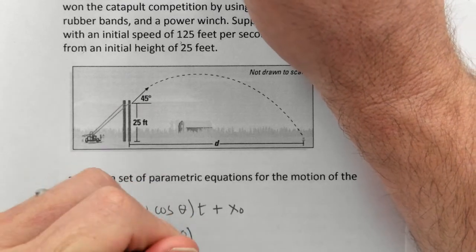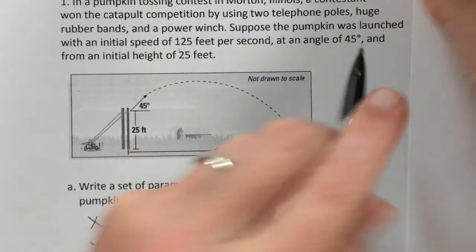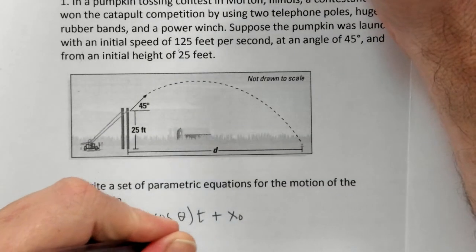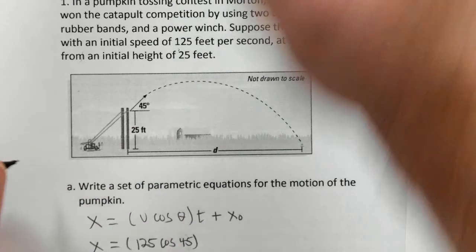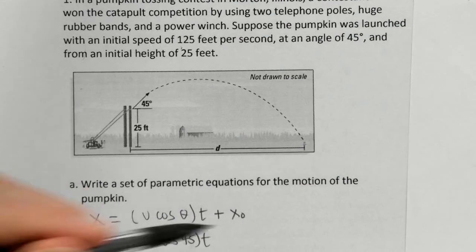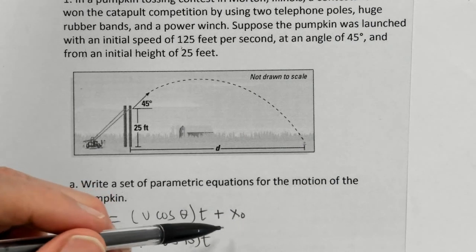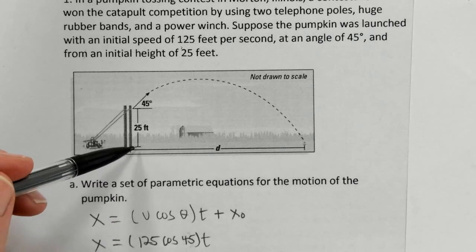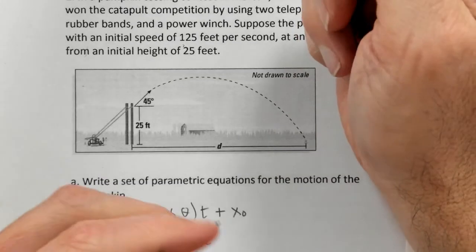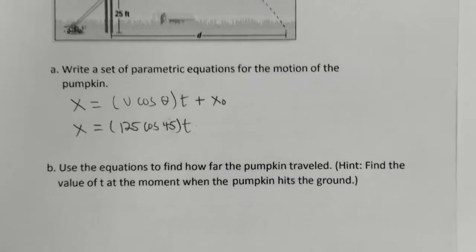We can put in our theta because we know our angle. Our angle is going to be 45 degrees, so 45 will go here. Close that off. T will remain as a variable. And now this is going to be the initial horizontal distance, and the initial distance here is going to be 0, right? At time 0, the distance is going to be 0. So there is your x equation.